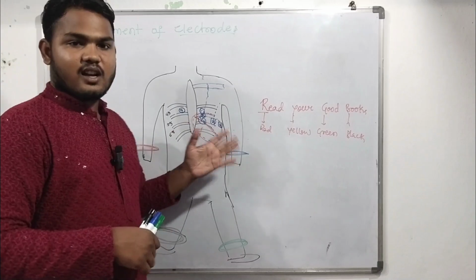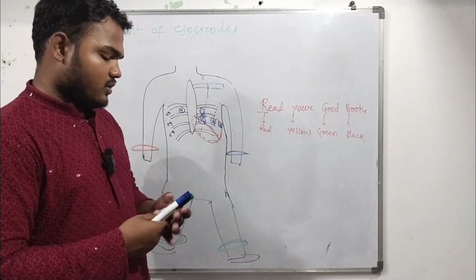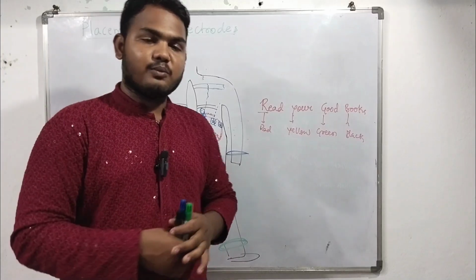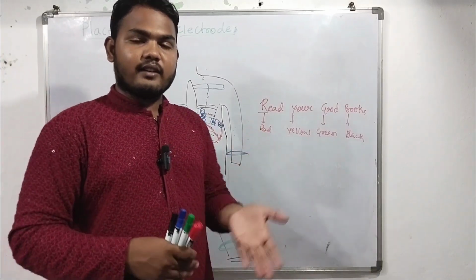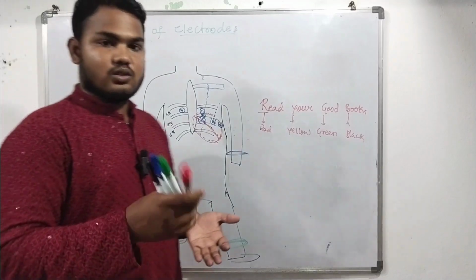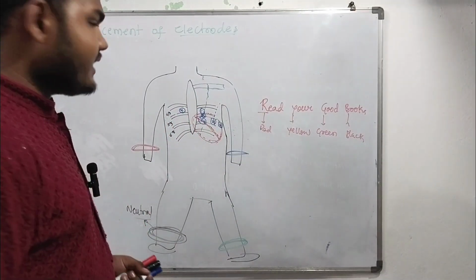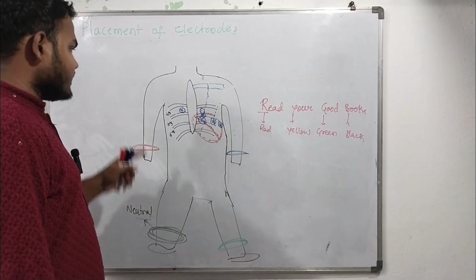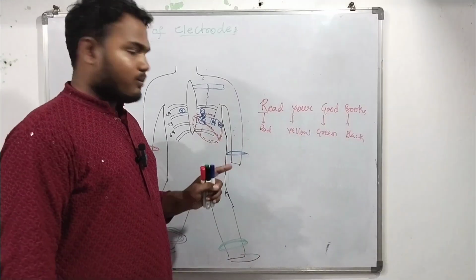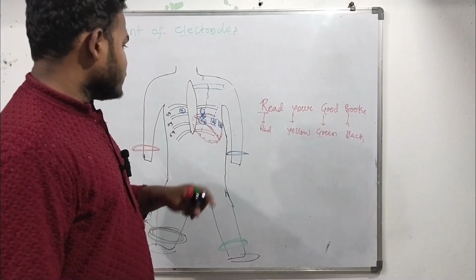Now how are the leads formed? It is very interesting that by 10 electrodes, we can have 12 leads. How can I show you? First we will draw a triangle to see a clear concept behind this. There is a triangle. I will show you.